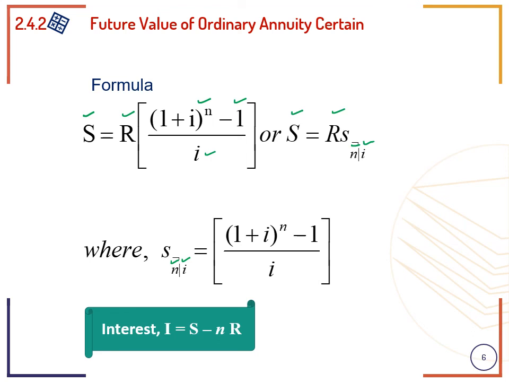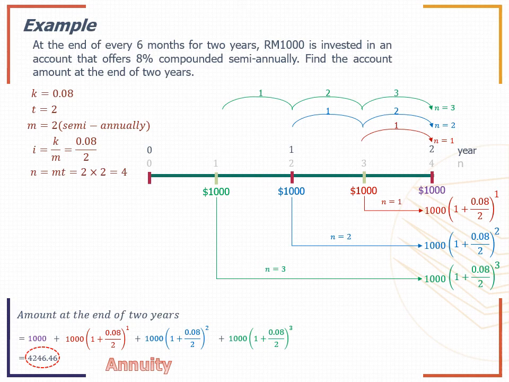Interest in future value of annuity can be calculated as I equal to future value of annuity S minus N, the interest period, multiplied by the periodic payment R. Let's solve this example by using the annuity formula.